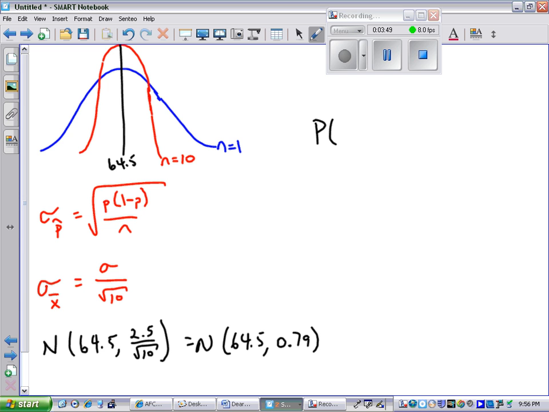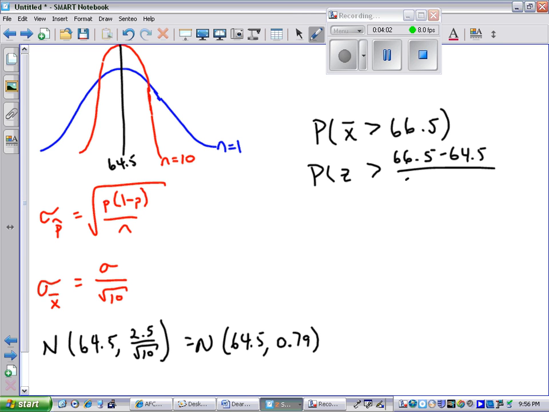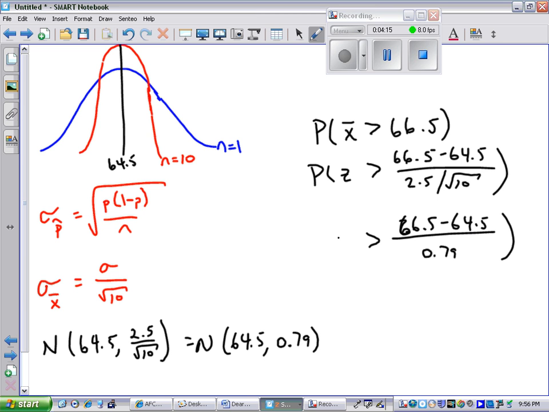So now the probability that I get an x bar bigger than 66.5 is still standardized, but now the standard deviation is not 2.5, but rather it's 2.5 over the square root of 10, which we just said was 0.79. I know I'm going fast. Purpose is for you to get an idea of what's going on. This is also example, as I said, 9.11 out of your text. It's on page 517 and 518.